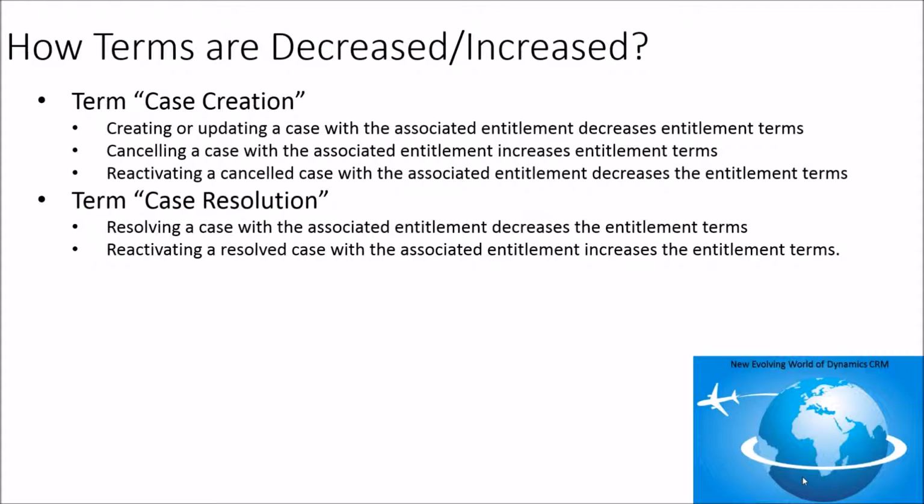with the associated entitlement, the term decreases. But when you cancel the case, the term will increase by 1, because probably you created the case by mistake and you want to cancel and do away with it. If you are reactivating a cancelled case, that means probably you cancelled it accidentally, but you realize you have to work on it, and you reactivate it. That means the case becomes live again, and in that case, the entitlement term decreases again. So there are certain things you should be aware of.